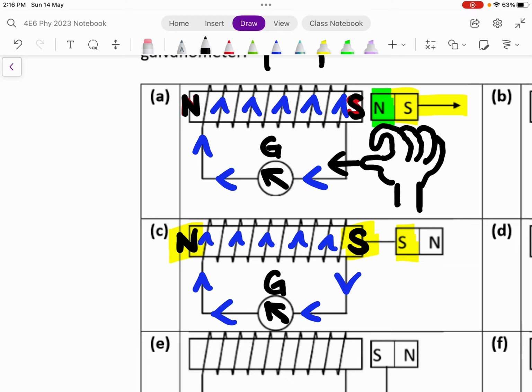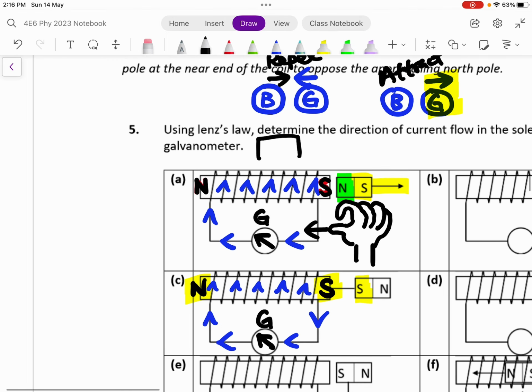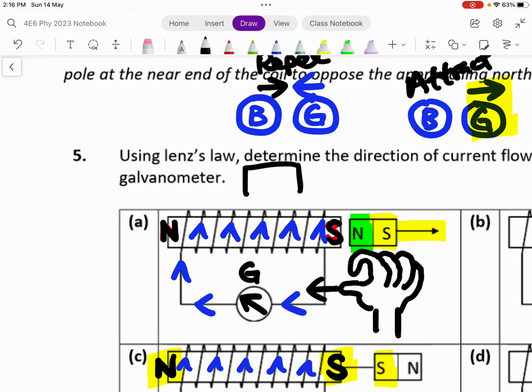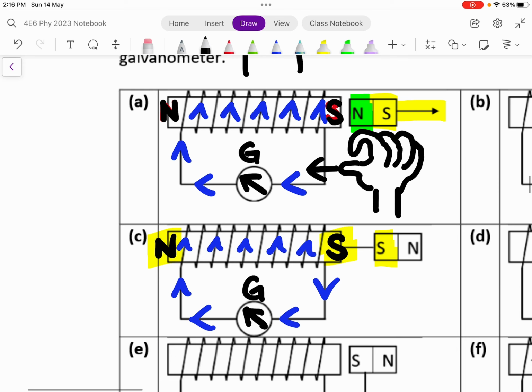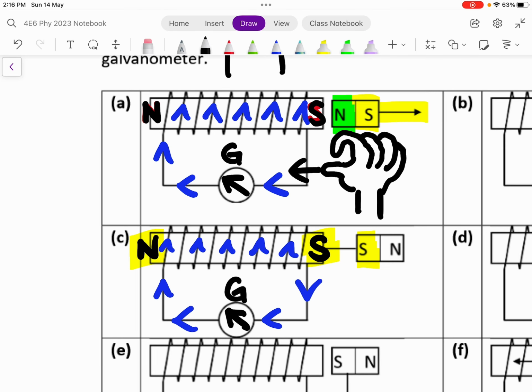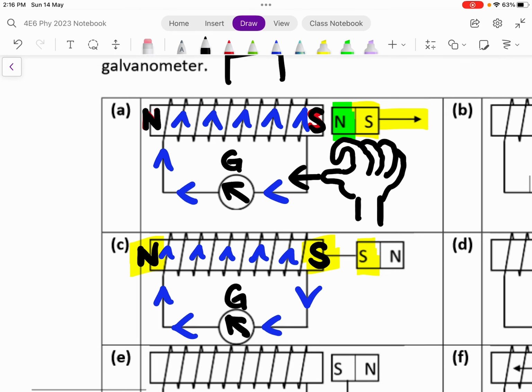So this is what Lenz's law says, right? If you have the permanent magnet approaching, the solenoid will react in such a way that it will want to repel away this approaching north pole. And if you have a south pole that is approaching, then they will react the other way.